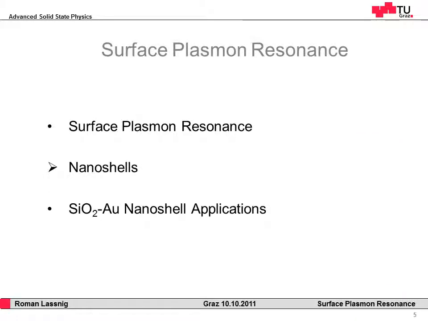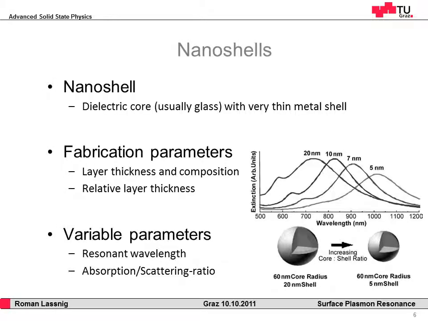So how can you use that for a technical application? For example, nanoshells. Nanoshells are just a dielectric core that's covered with a metal shell since you need the free electrons. And they're quite easy to fabricate and they're easily tunable. When you fabricate them, you can engineer the layer thicknesses of the two materials, you can choose the relative thickness, and that's really important for the resonance.